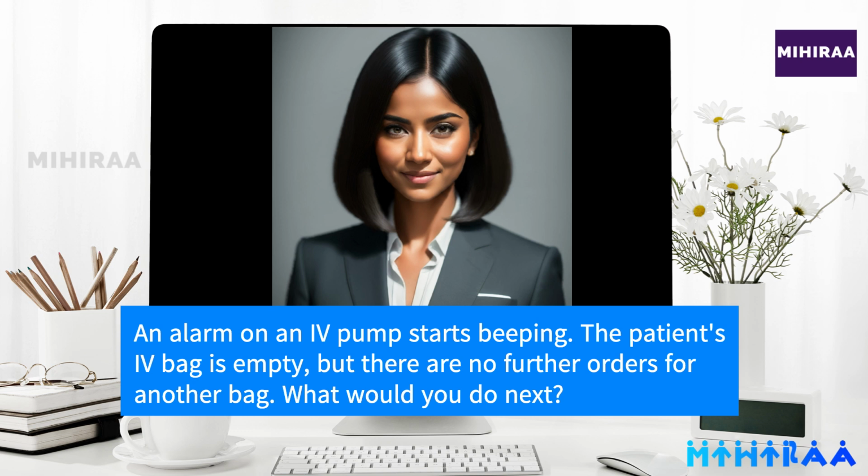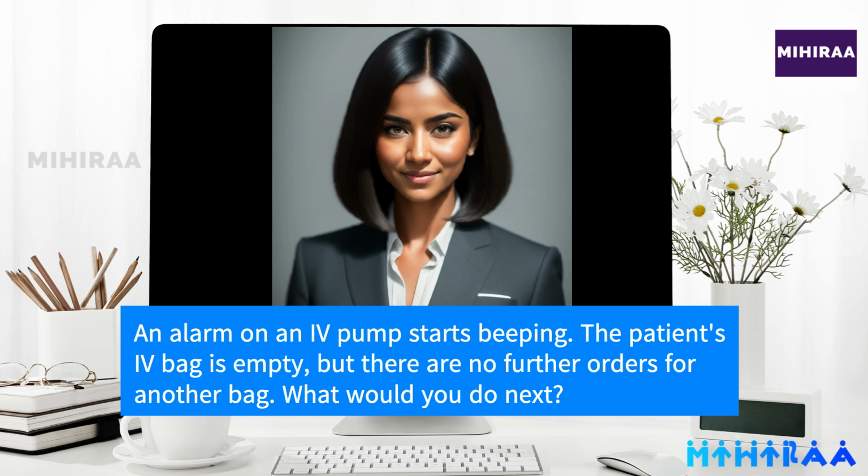Clear communication is crucial. I would provide them with the patient's current status, the fact that the IV bag is empty, and there are no further orders for additional fluids. I would seek their guidance on whether to initiate a new IV bag or discontinue the IV line.